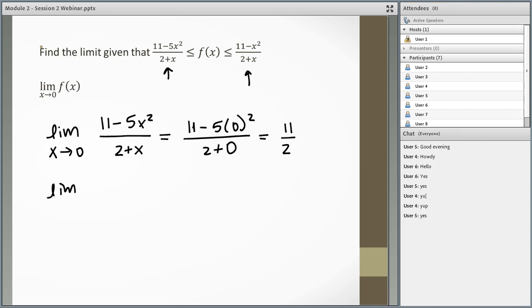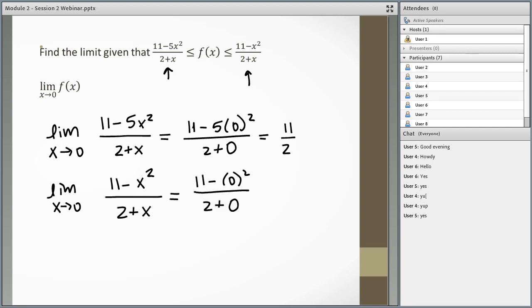Now let's take the limit of the other function, the larger function. So we have (11 minus x squared) over (2 plus x). And again, we have the same denominator. The only issue that we would come across would be when x equals negative 2, but our limit is approaching 0. So we can do a direct substitution again. And do we get the same thing? We do. We get 11 over 2 again.